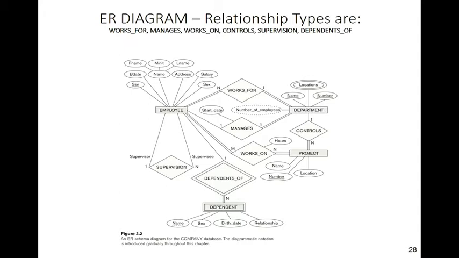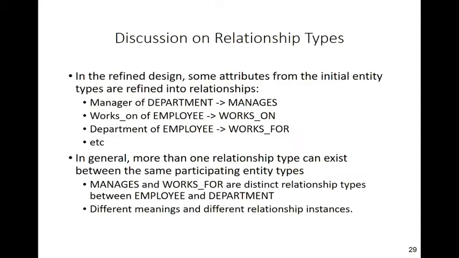Employee can have N dependents, and a dependent can only be associated with 1 employee, right? So you can read these. So this is nice, but this doesn't really tell me the right story. So we can look at different ways that that's going to happen. So in the refined design, some attributes from initial entry are redefined into relationships, right?